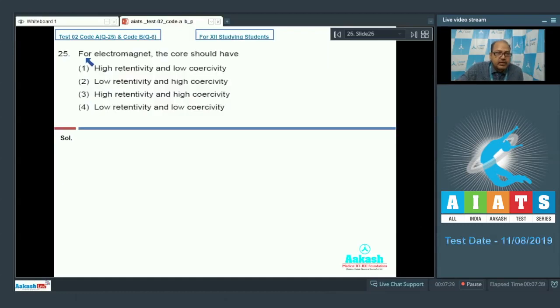Question 25 says, for electromagnet the core should have, this is a theoretical question. We know for electromagnet the core should have low retentivity and low coercivity, which is matching with option 4. So option 4 is correct. Let's go to question 26 now.